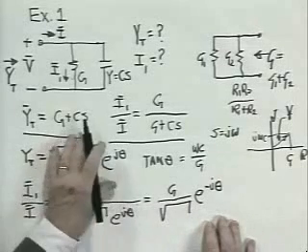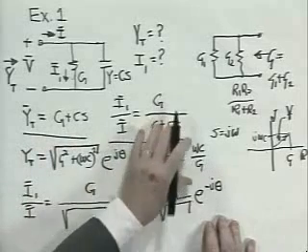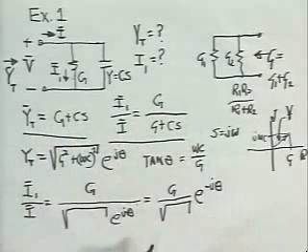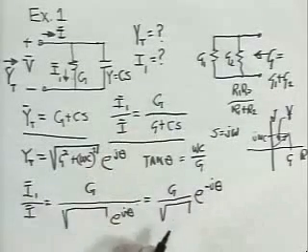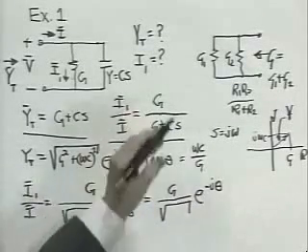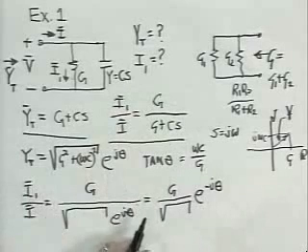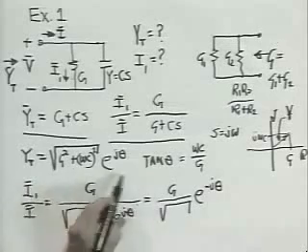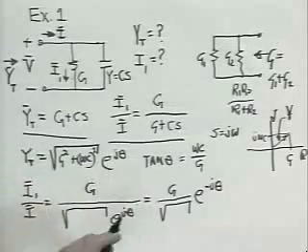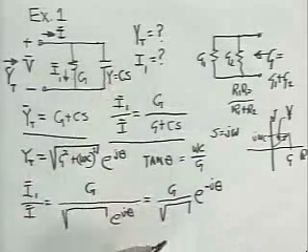Here it is if I put S equals j omega. Here it is in a ratio which is not resolved into polar form. This is the way it comes out directly from the analysis. Okay, but the question was, what is I1? We've solved for Y. It's this complex number. What about I1?